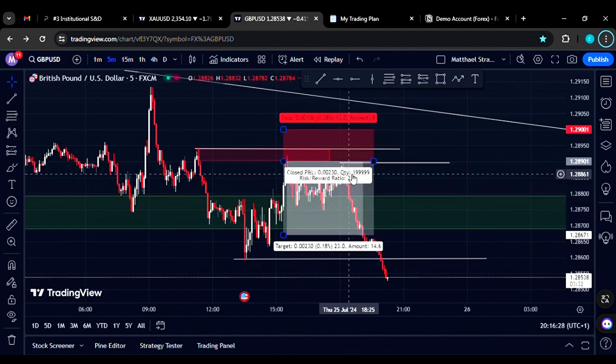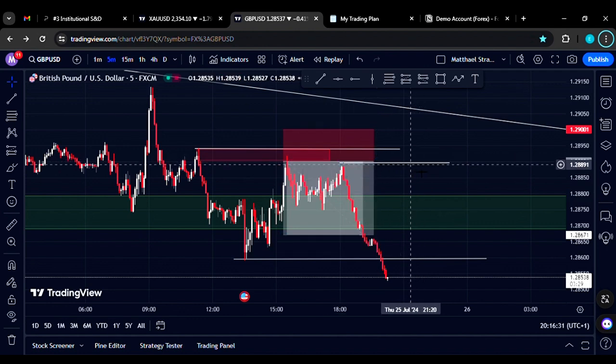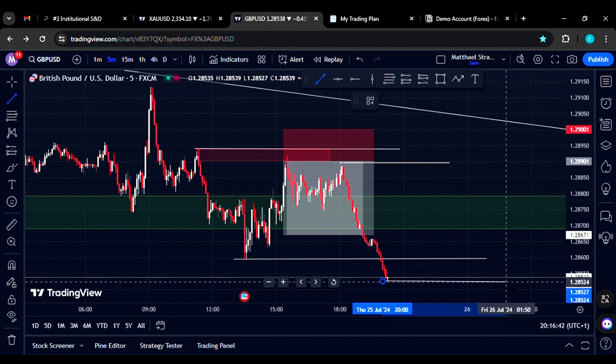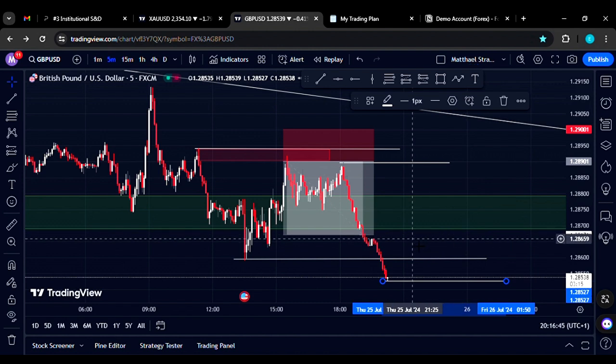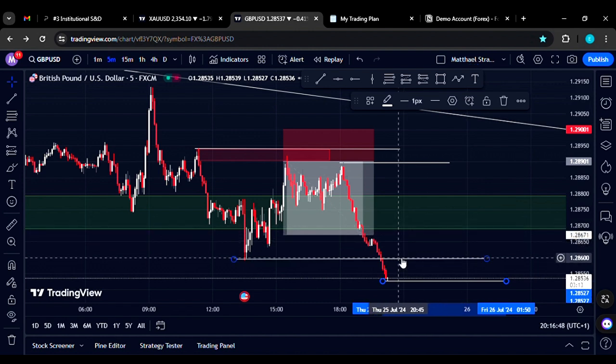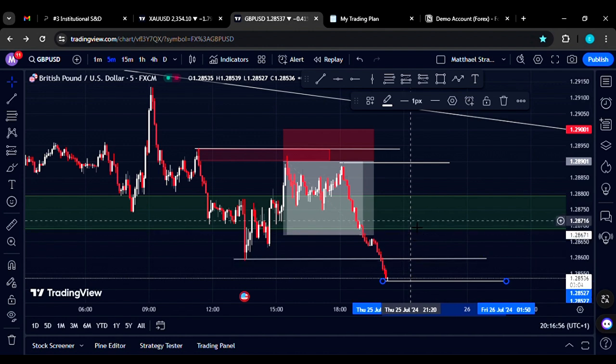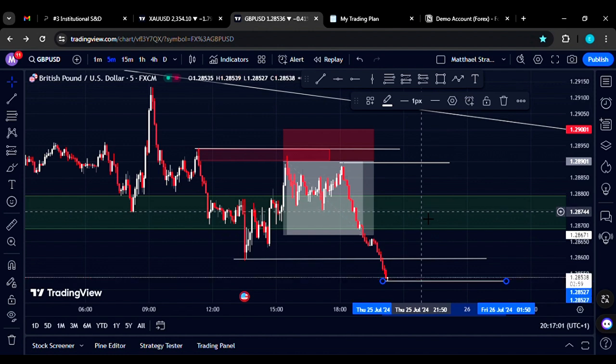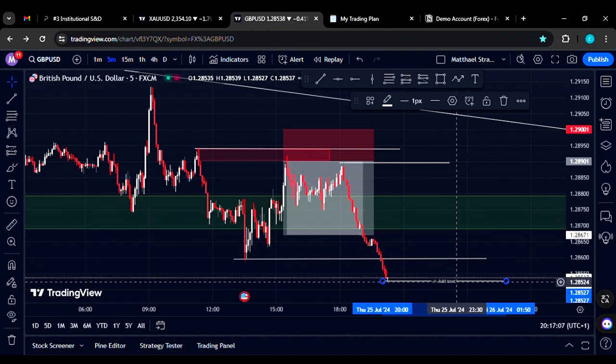A new price range is forming from this point where I've drawn this line. As you can see, we are having another new swing low right here. From my anticipation, price is likely to come retest this area of break and continue, or it might come to retest this demand zone and push further down.